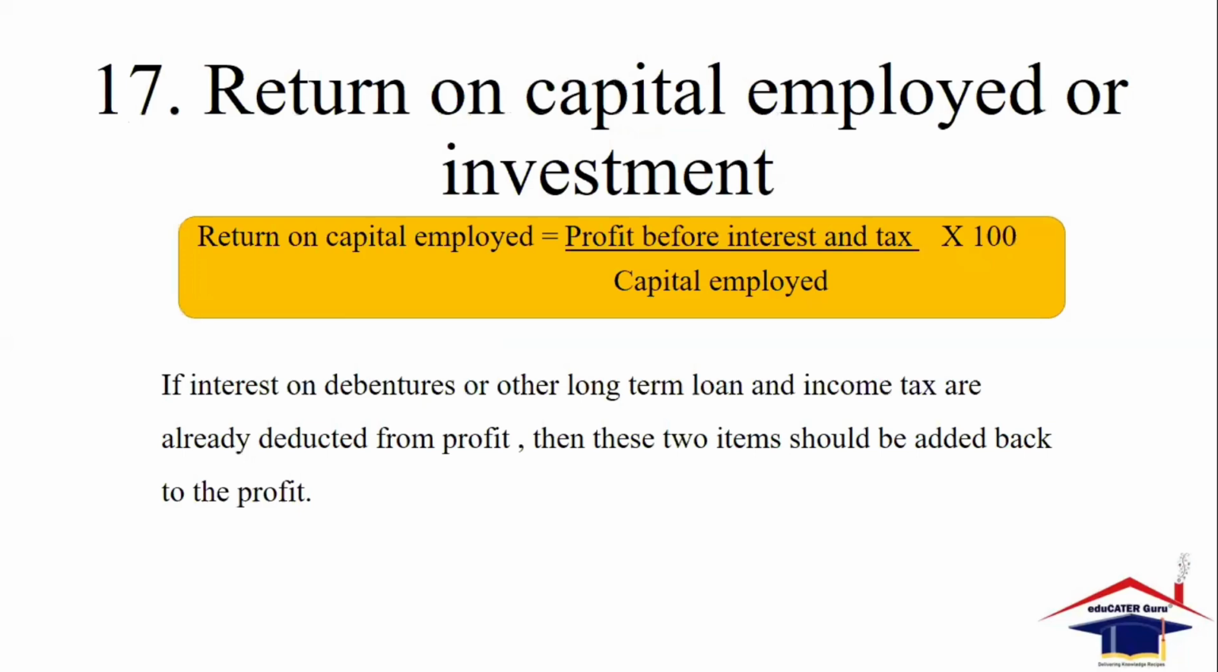Next, return on capital employed or investment. The formula says profit before interest and tax divided by capital employed into 100. Here, if the interest on debentures or other long-term loan and income tax are already deducted from the profit, then these two items should be added back to the profit, because they say profit to be considered before deducting interest and tax. So you'll have to keep that in mind while calculating the return on capital employed ratio.